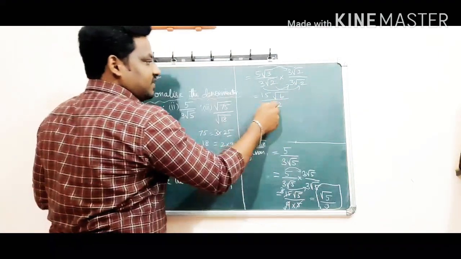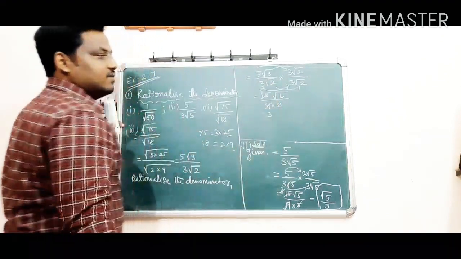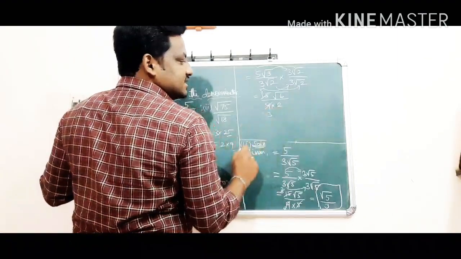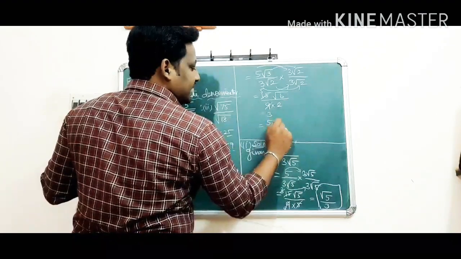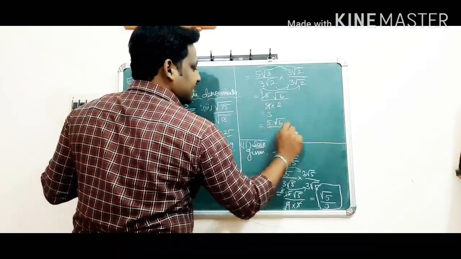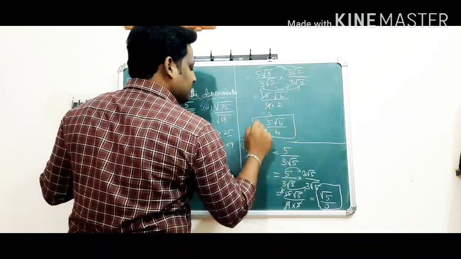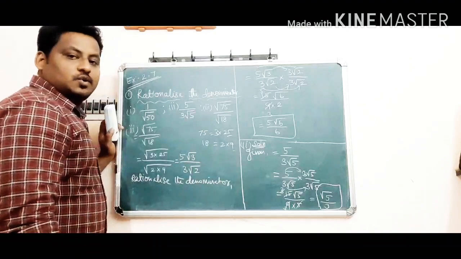So now we can simplify the number. 3 3s are 9, 5 3s are 15. So 3 2s are 6, which is equal to 5 root 6 divided by 3 2s are 6. So this is what the value of the number root 75 divided by root 18.